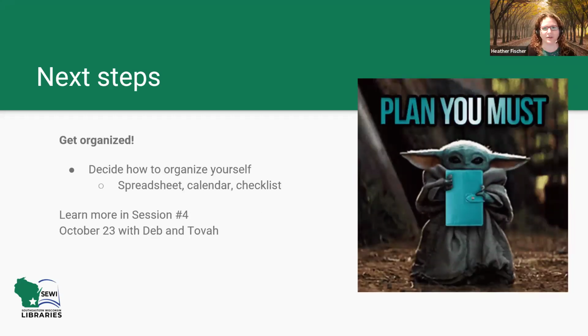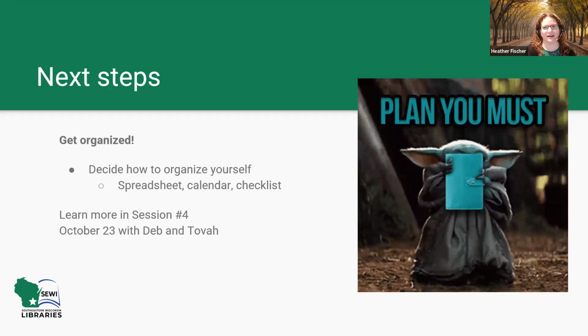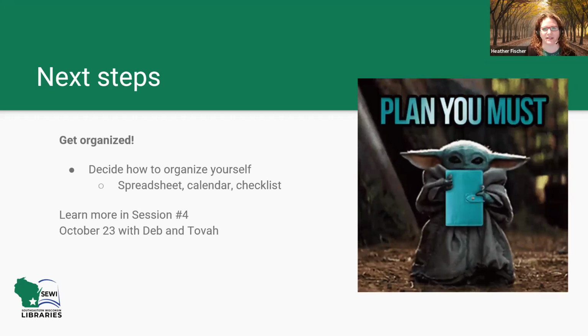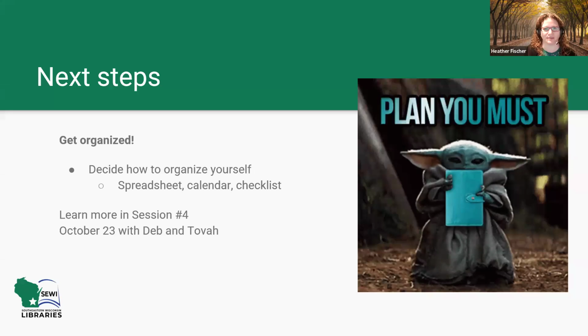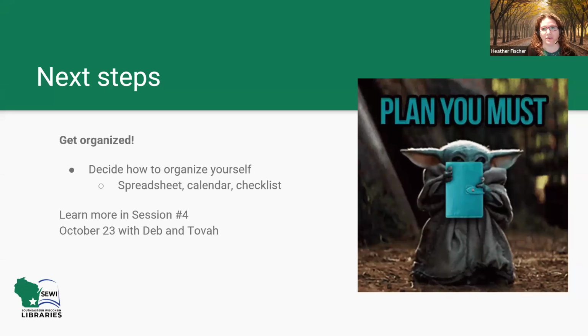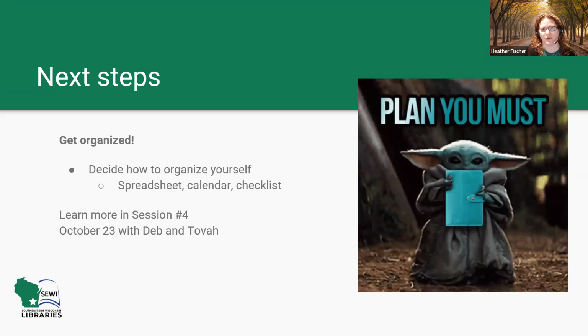Next thing to do is get organized. Decide how to organize yourself. It could be a spreadsheet, a calendar, or checklist. You'll have the chance to learn more about organization tips in session 4 on Wednesday, October 23rd with Deb and Tova.